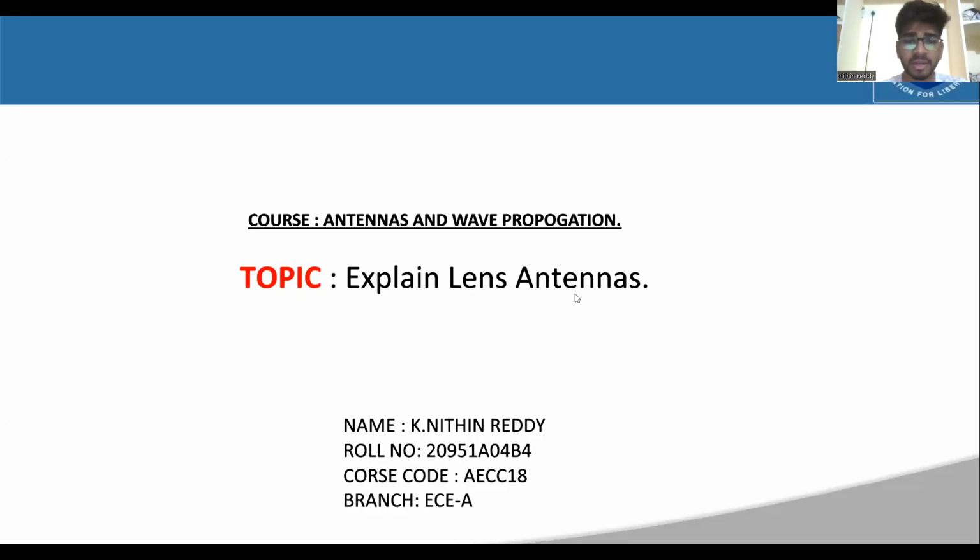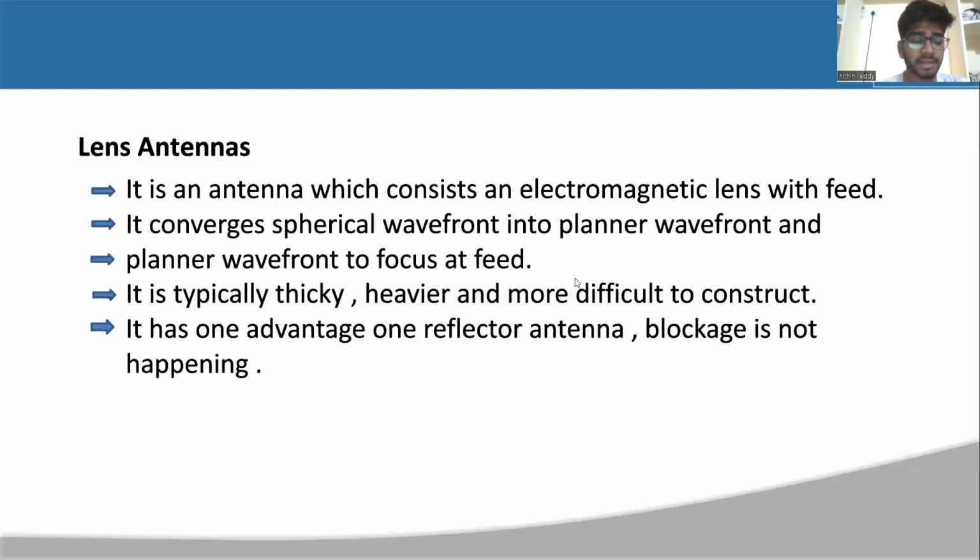My topic is about lens antennas. It is an antenna which consists of an electromagnetic lens with a feed. It converges a spherical wavefront into a planar wavefront, and a planar wavefront to focus at the feed. It is typically thicker, heavier and more difficult to construct. It has one advantage: as with a reflector antenna, blockage is not happening.